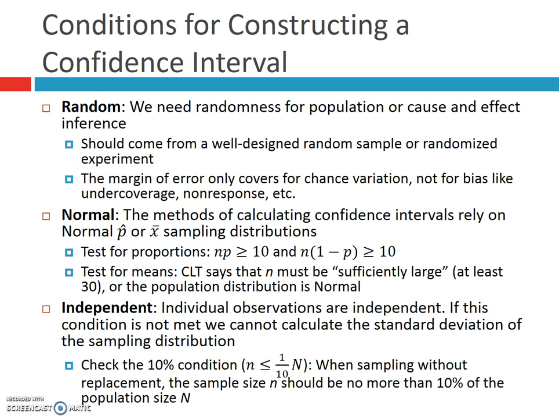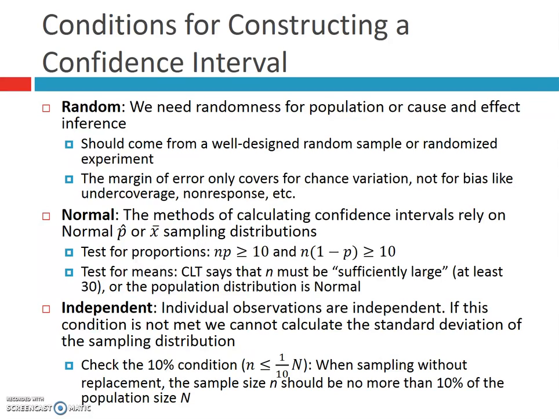For independent, the individual observations have to be independent, right? If this condition isn't met, you can't calculate the standard deviation of the sampling distribution, which is part of the formula for confidence intervals. The 10% condition says that the sample size should be no more than 10% of the population size. So you have to talk about that.